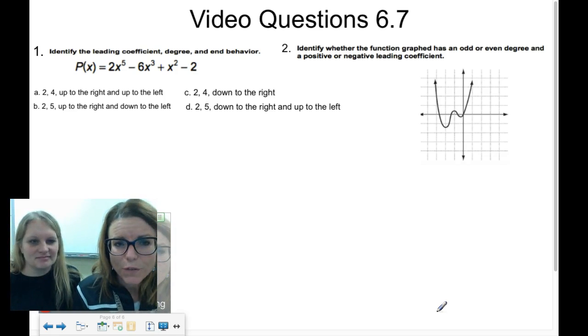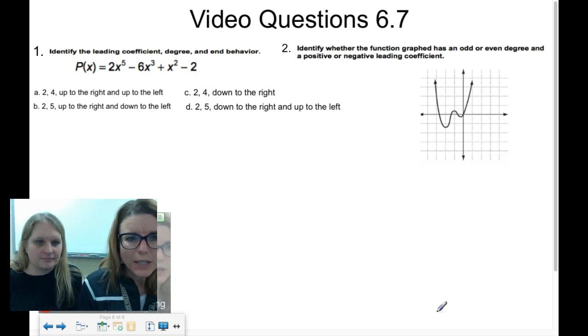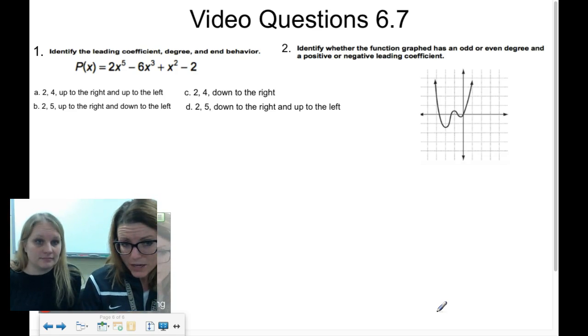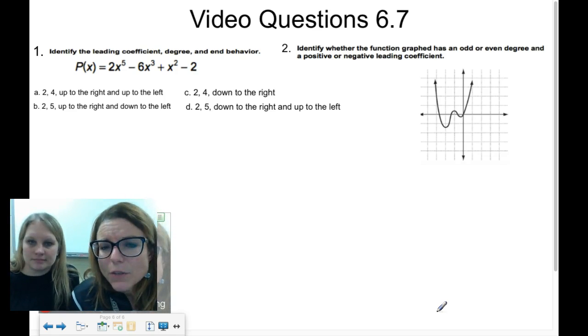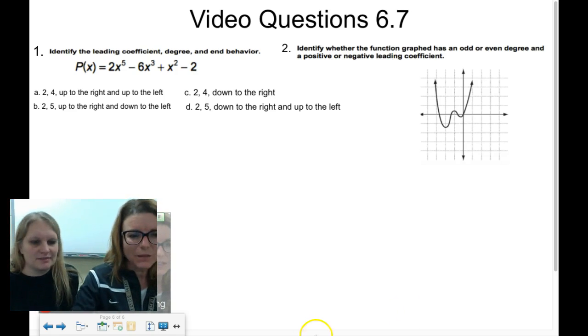Identify the leading coefficient, degree, and end behavior. So you can do that. It's multiple choice. Leading coefficient first, then the degree, and then tell us: is it going up and to the right and up and to the left? Just one of those directions. Identify whether the function graphed has an odd or even degree and a positive or negative leading coefficient. That's easy. Pretty darn easy.